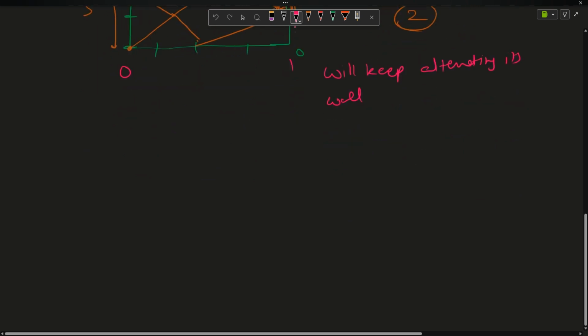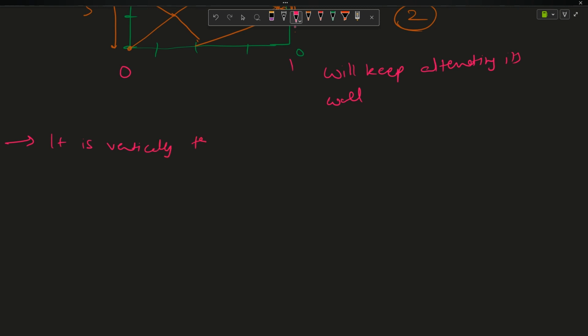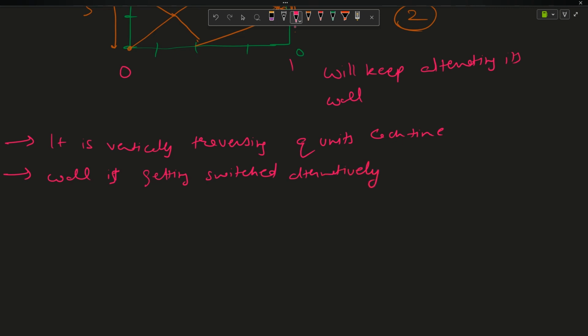So if we mention it, it is vertically traversing q units each time. This is the first observation. Second observation is the wall is getting switched again and again, switched alternately, right? Please focus on the results.